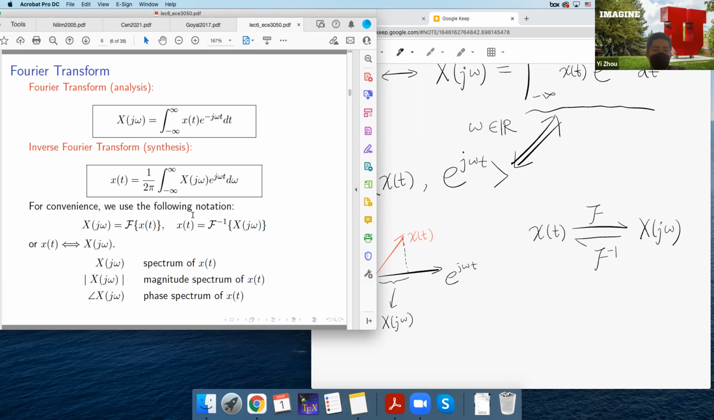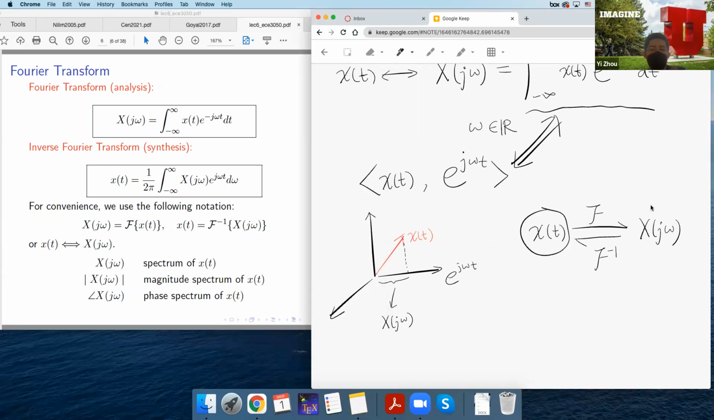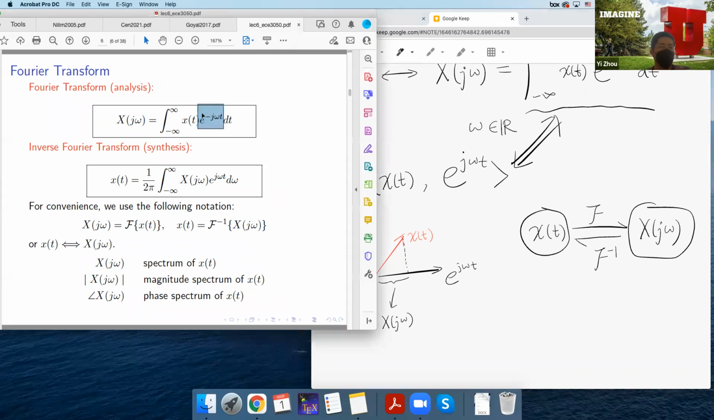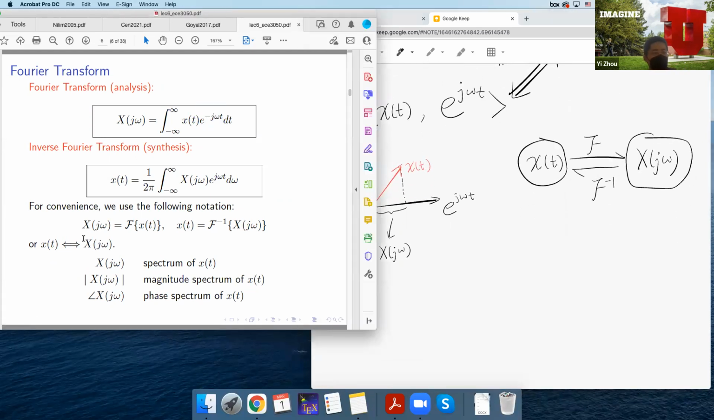And the other thing is that both the signal x(t) and this Fourier spectrum are complex valued. The signal can be a complex valued signal. And because the Fourier transform has this complex exponential, in general the spectrum is also complex valued. So once we obtain the Fourier transform of the signal, we can visualize it by looking at the magnitude and phase separately, because in general it is very hard to visualize a complex function. We call the Fourier transform capital X(j omega) also the spectrum of the signal.